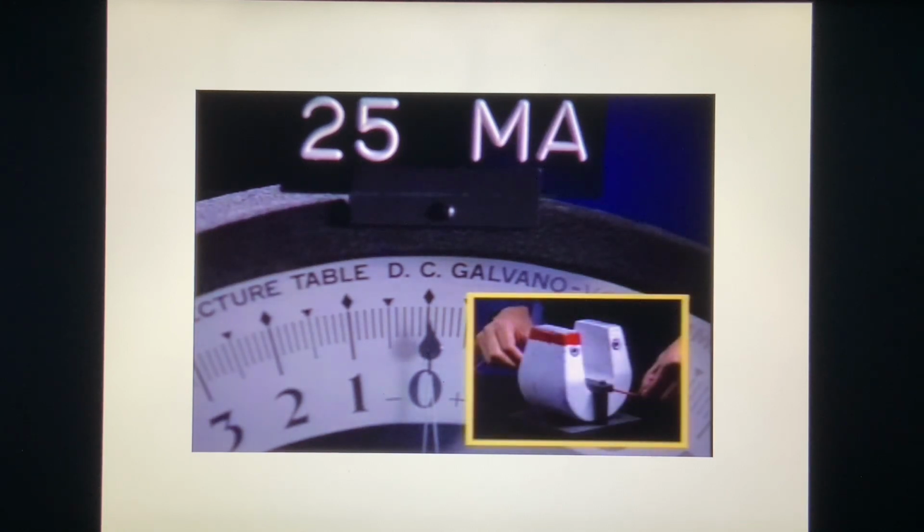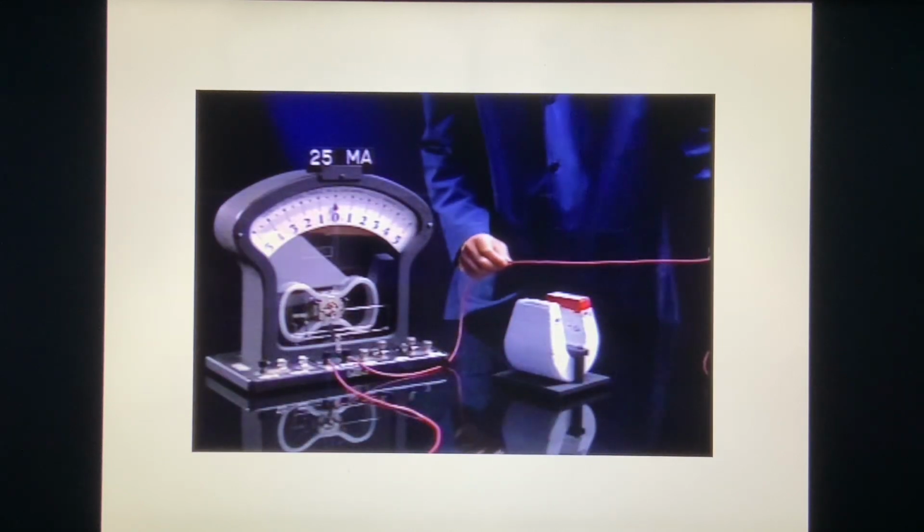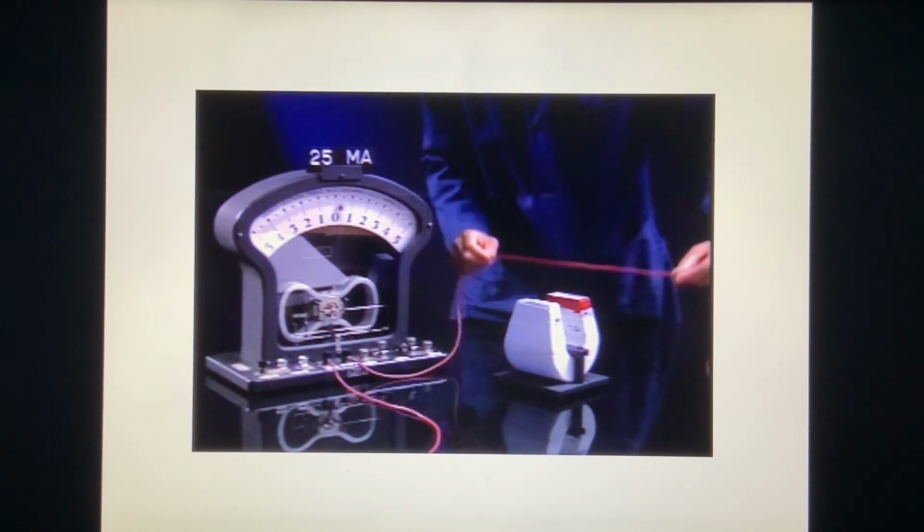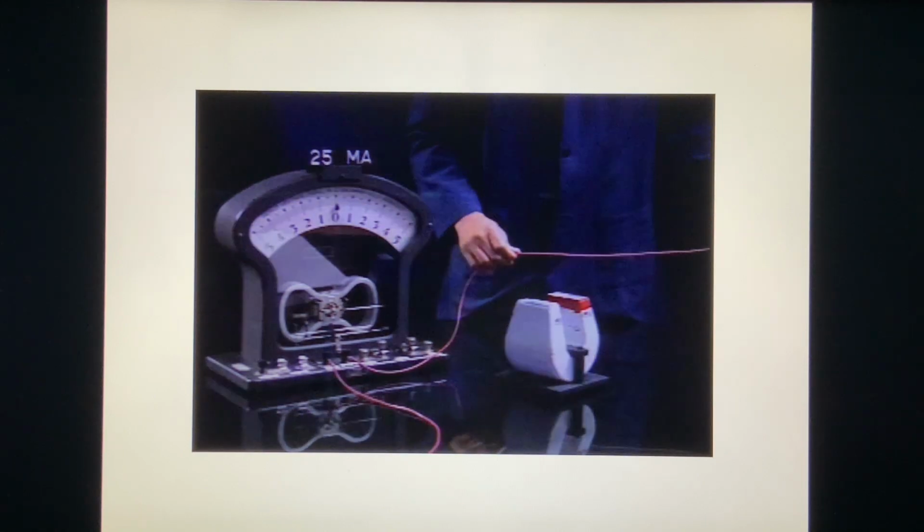Pulling the wire back out of the magnetic field produces a current in the opposite direction. If we turn the magnet over and repeat the same motions, the directions of the currents are reversed.